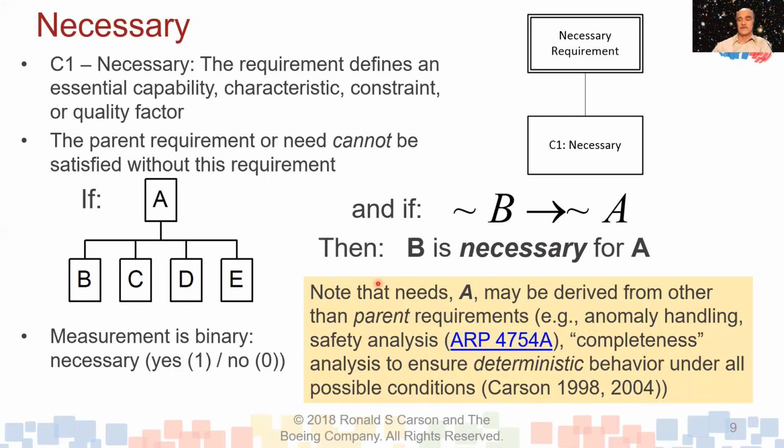Note that certain needs may be derived from other than parent requirements. In other words, it may be, especially at the top levels, that the set of parent requirements is actually incomplete with respect to all possibilities. This was discussed in the 1998 and 2004 papers, building on the idea of anomaly handling from the 1995 paper. So when we do failure analysis, safety analysis, anomaly handling, we may identify additional conditions that aren't reflected in the parent requirements, and therefore derive needs for additional requirements to ensure deterministic behavior under all possible conditions. These requirements aren't necessary to satisfy the parent requirements, but they are necessary to ensure a complete and deterministic system.